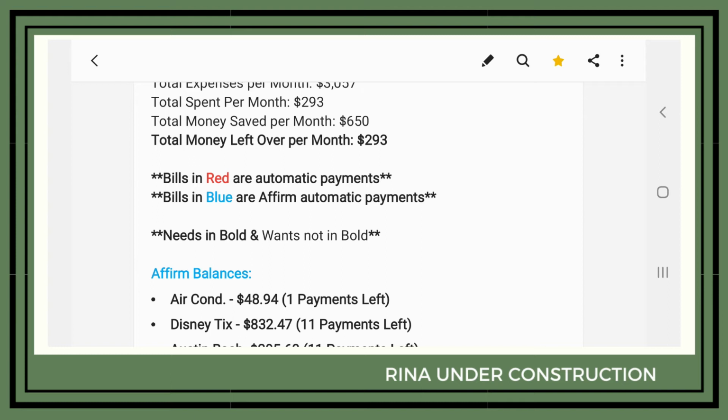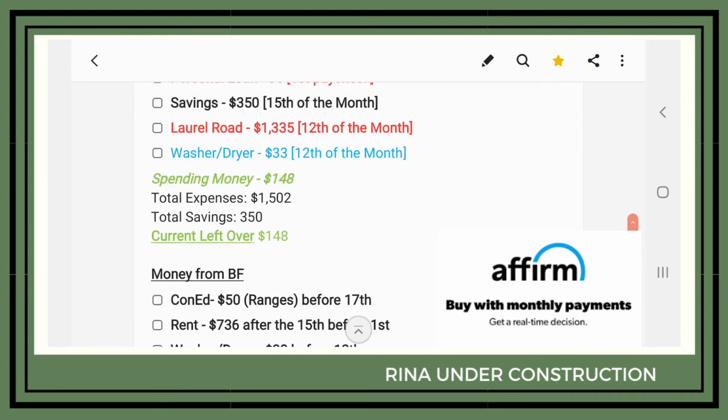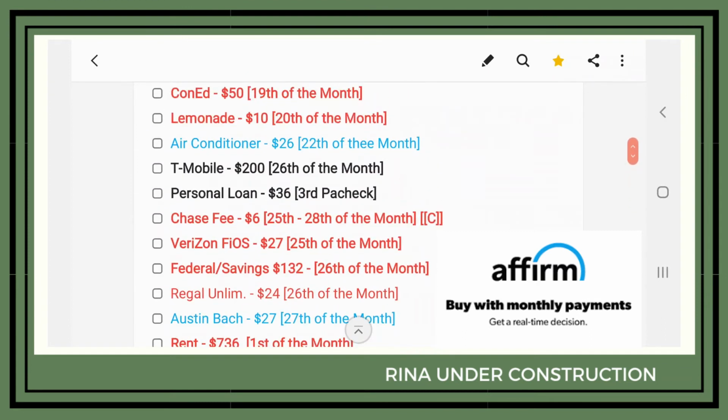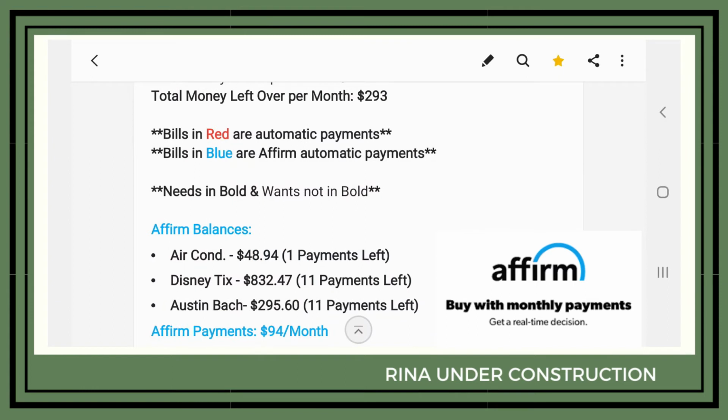The bills in blue are Affirm. I chose blue because the app is blue, so I just kept it right there. It's easy to pick out from the other expenses, so I can tell which ones are for Affirm or not. And then the ones in bold are needs, and the ones that are not in bold are wants. I already went through this in one of my previous videos. I'll link it like I usually do above and below.